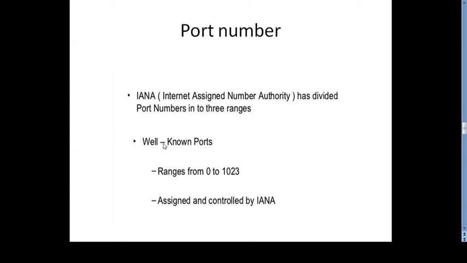The Internet Assigned Numbers Authority has divided the port numbers into three groups. Well-known ports range from 0 to 1023, which are assigned and controlled by the Internet Assigned Numbers Authority. And kindly remember, this type of numericals or MCQs will be asked on port numbers. Who is the authority? What is the range of well-known port numbers? The range is 0 to 1023, assigned and controlled by IANA, the Internet Assigned Numbers Authority.